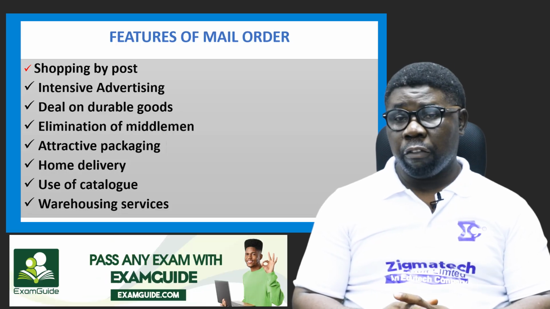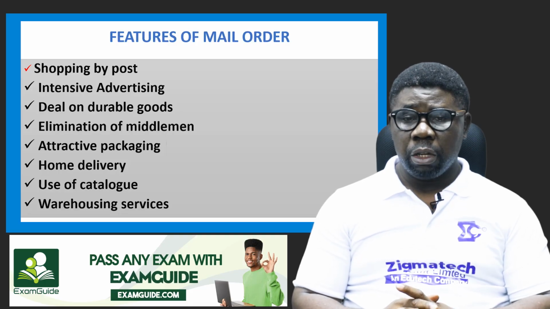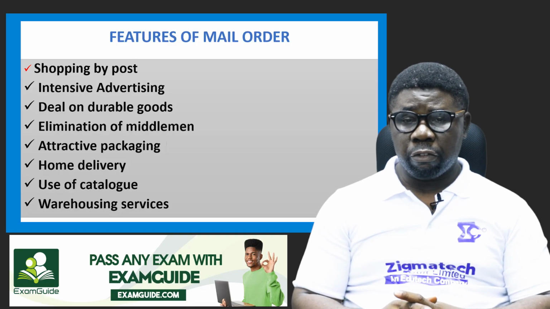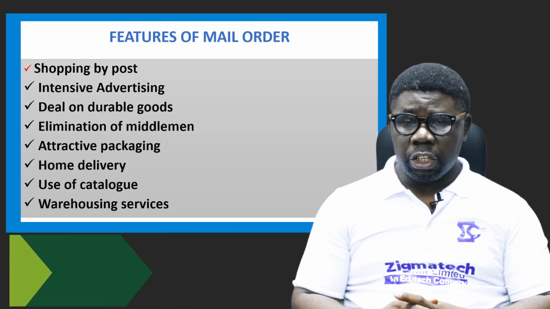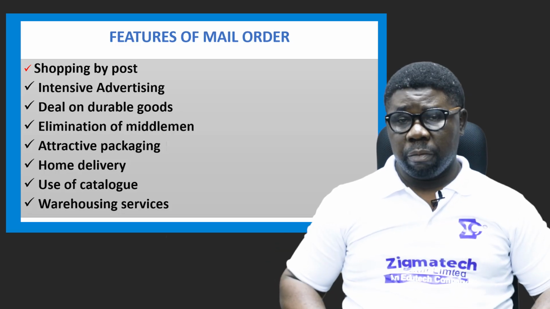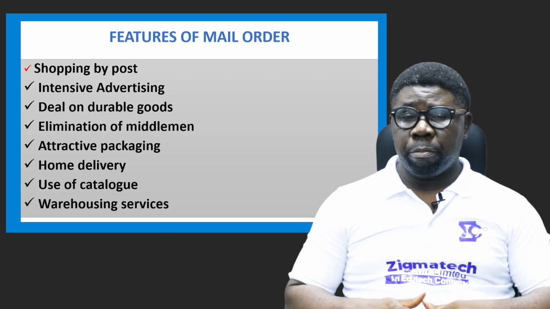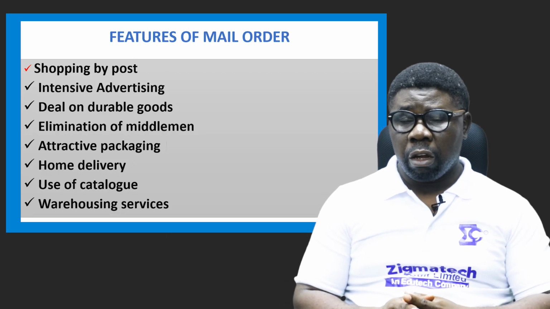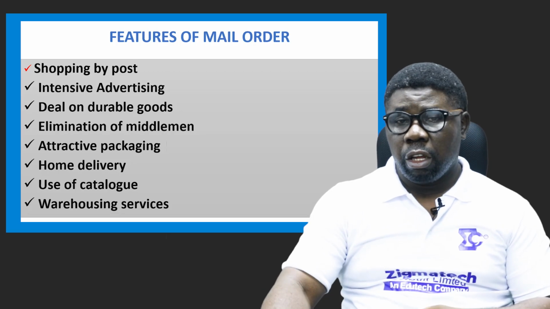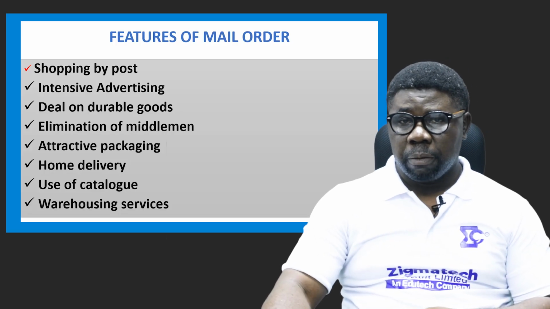Warehousing service as well. These people also have a place where they keep much of their goods before they package them, and so that also provides a means of storing goods for future need until they are needed. Okay, so that's one of the ways mail order business operates, because they have these things as part of what makes them viable and effective in the business environment.